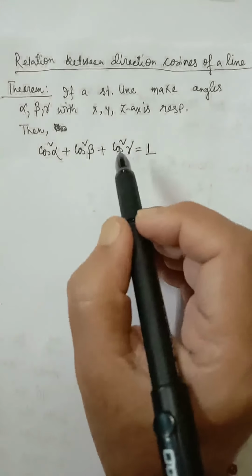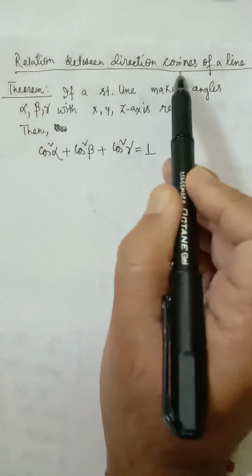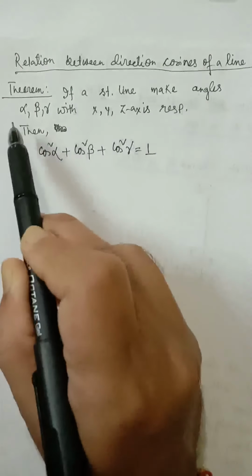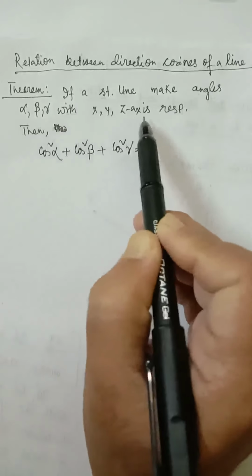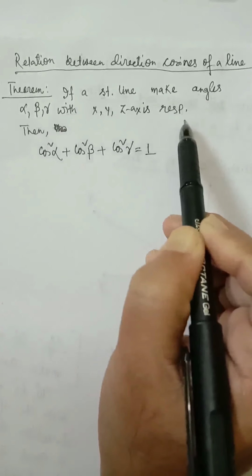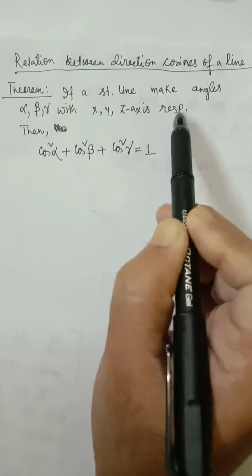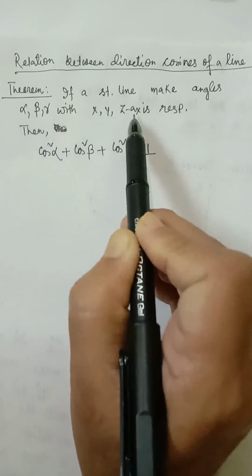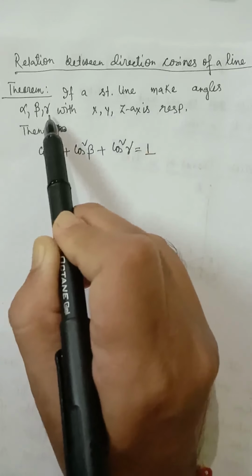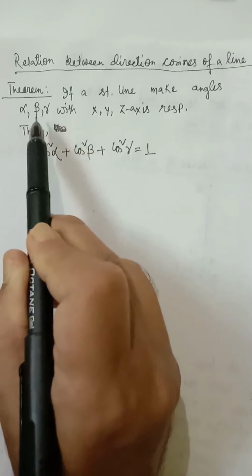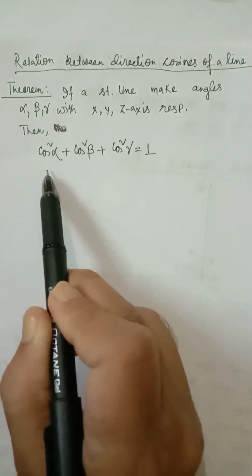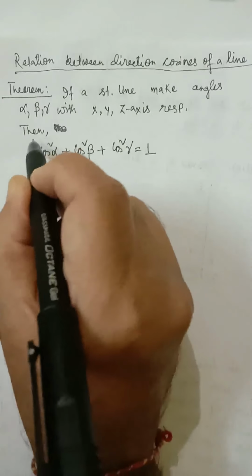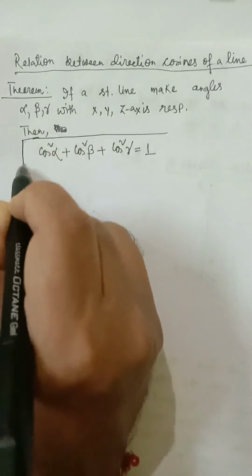Next, one important theorem, relation between direction cosines of a line. If a straight line makes angles alpha, beta, gamma with the positive direction of x, y and z axis respectively, then the direction cosines will be cos alpha, cos beta and cos gamma. And the relation between them is cos square alpha plus cos square beta plus cos square gamma is equal to 1. So this is the relation between the direction cosines of a line.